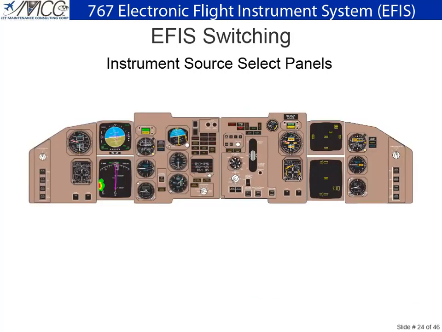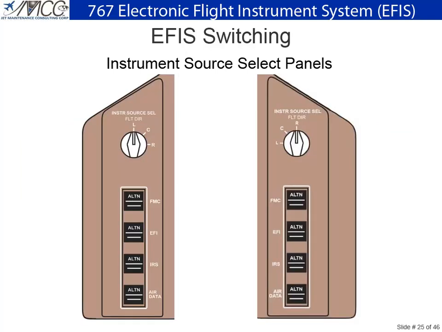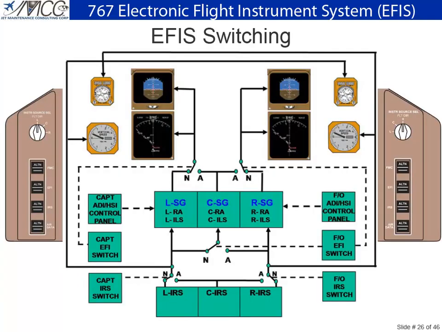An instrument source select panel is located on either side of the forward instrument panels. The alternate EFI switch on the panel provides a means of selecting the center symbol generator in the event of a failure. Note, if the center symbol generator is selected, TCAS indications will not be provided on the selected side. If a symbol generator fails, the center symbol generator may be selected to the failed side, or in the event of a dual symbol generator failure, to both sides simultaneously.